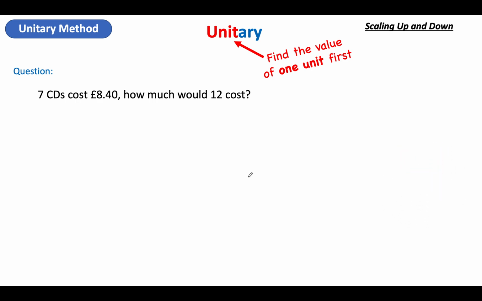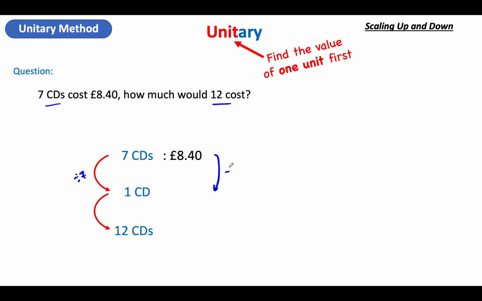Okay, we've unpaused. So let's look. What have we got? We're going from 7 CDs up to 12. So it's the CDs that do the scaling. So we're going to go from 7 down to 1, back up to 12. And what bit of information do I have? I have that 7 costs £8.40. Okay, right. So 7 divided by itself will get me down to 1. So let's do that on this side of my little ratio.